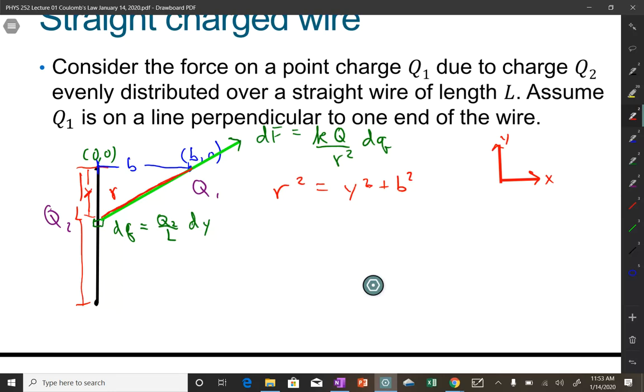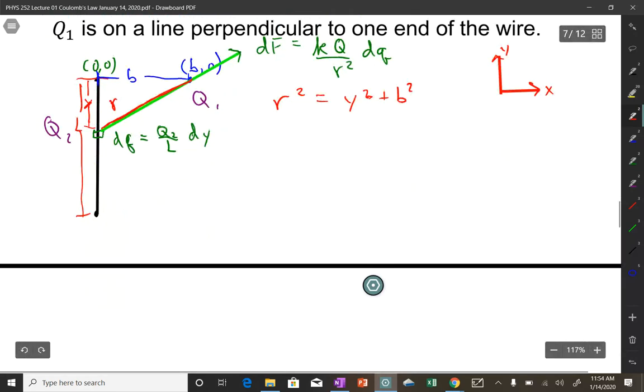I'm also going to define, well, we had dq is Q over L dy. So I can take this equation and I have dF in terms of dq and r squared, but r depends on y and dq depends on y. So I can make this so it only has y as the variable. Do you see that? No. No, then let me do it. Using what we have written here, I can write dF is equal to k, and that should have been Q1.